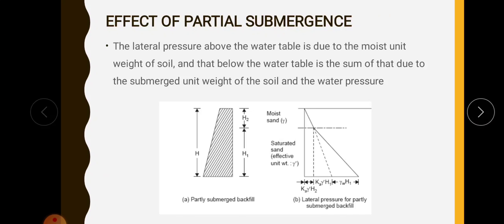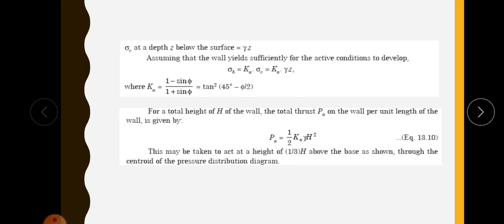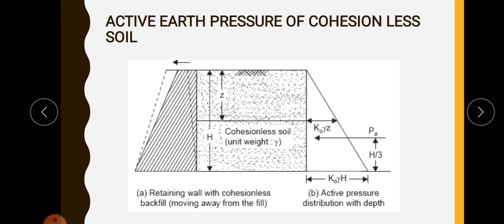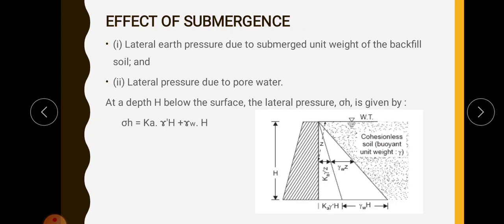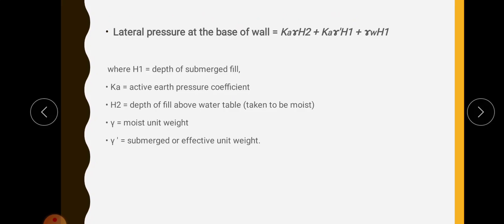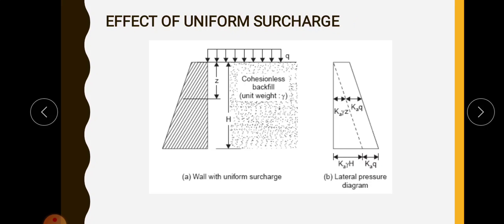So first we discussed the active pressure for the simple case, that is, there is no water table and there is no surcharge weight. Next we considered that if there is any submergence, that is, if there is any water table, we have to take the submerged unit weight, and also we have to add the lateral pressure due to pore water. And if there is any surcharge weight, the pressure has to increase by Ka into Q at every elevation.